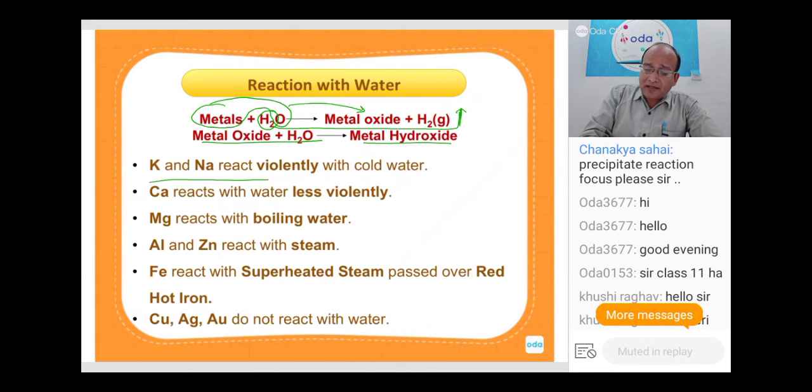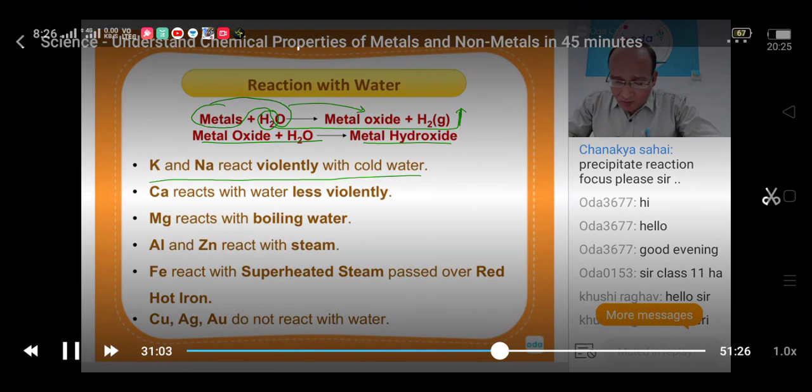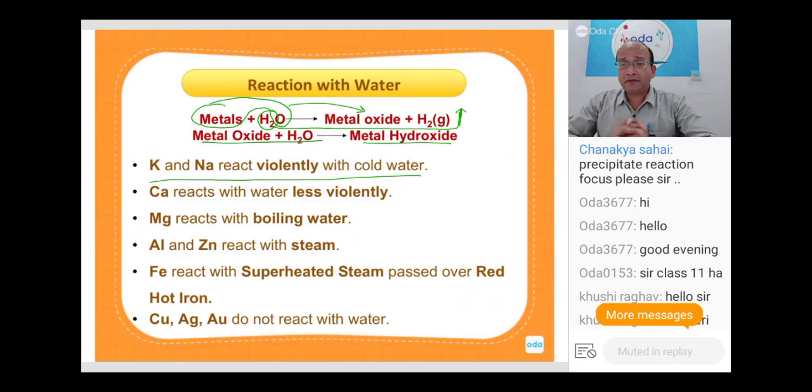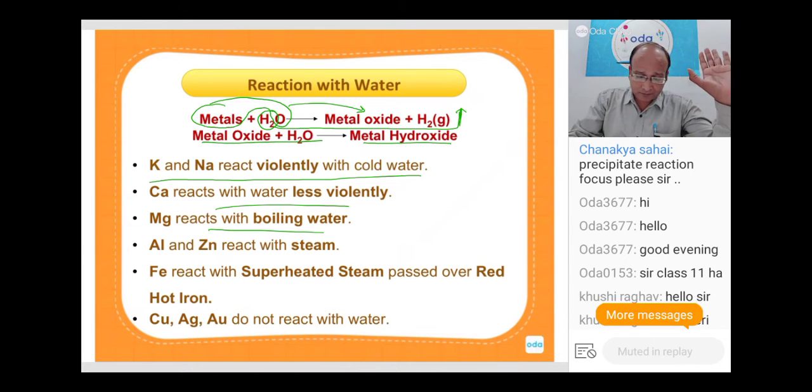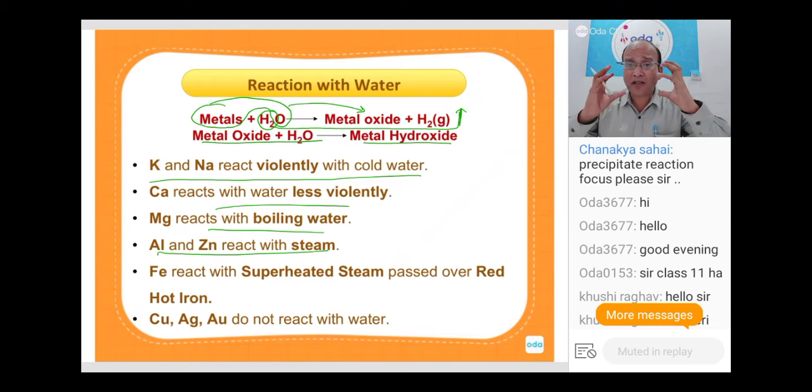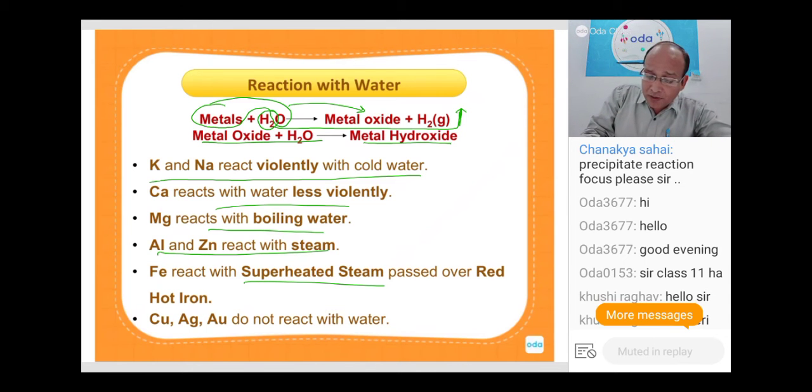Potassium and sodium react violently even with cold water. Just now I explained it with the help of the image. Calcium reacts less violently. Magnesium reacts only with boiling water. It does not react with normal water. Aluminium and zinc react with steam because they are less reactive. Iron is even less reactive. It does not react with normal steam. It reacts with superheated steam.